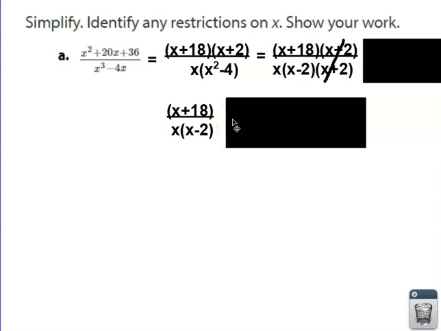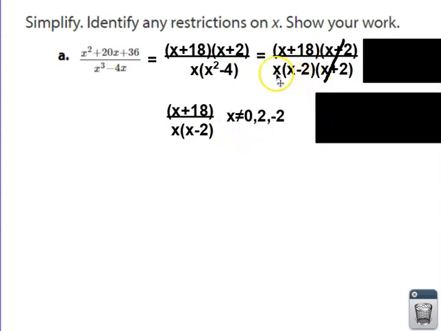In a fraction, you never want the denominator to equal 0. So anything that causes the denominator to equal a 0, you need to say x cannot be that number. You want to go to the original factors of the denominator before you canceled anything out. So I'm looking at each one of these factors, and if x were 0, this whole denominator would be 0. If this x were a 2, 2 minus 2 would cause this to be a 0.